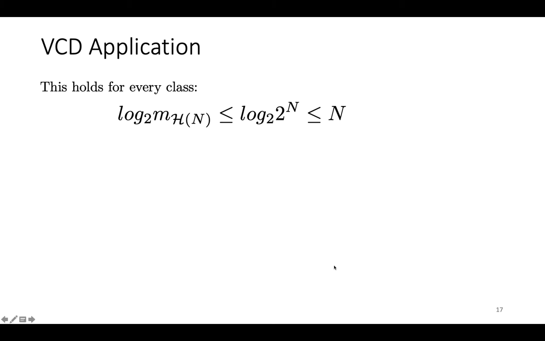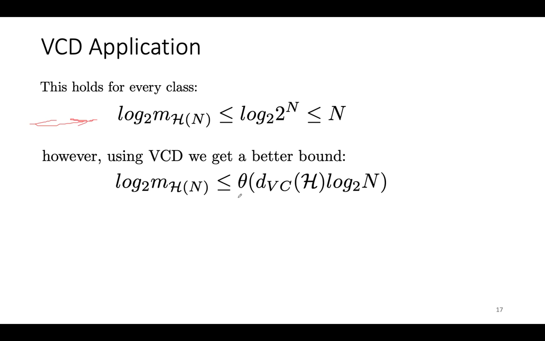In general, even before VC dimension, up to the VC dimension, we got a linear increase due to the shattering in H. When we take the log of the growth function, it would be log 2 of 2^n, which is n, because it was going up exponentially, so the log is linear. But the actual value of the growth function using the VC dimension is now bounded by a theta: theta of d_VC, the VC dimension of H, times log 2n.